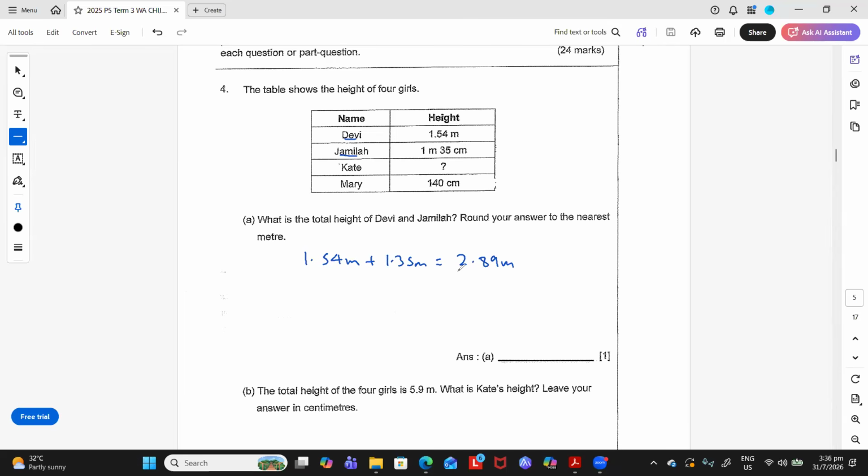Now, when you want to round off to the nearest meter, this is your nearest meter. Look at the next number, it is 8, right? So when you round off, you should get 3 meters.